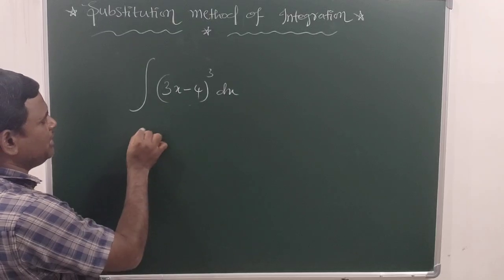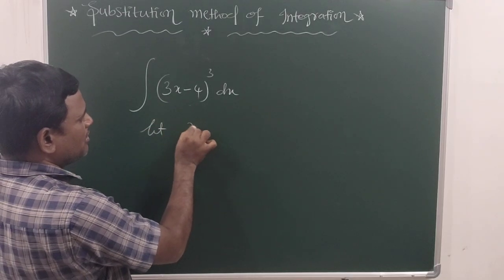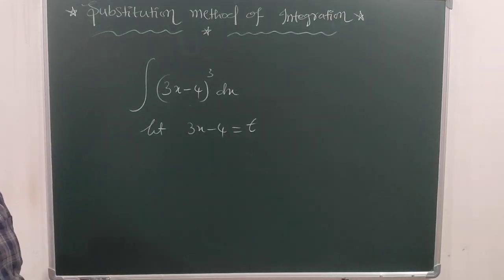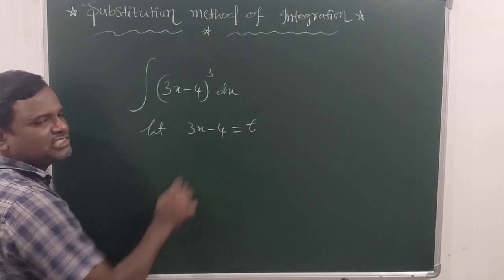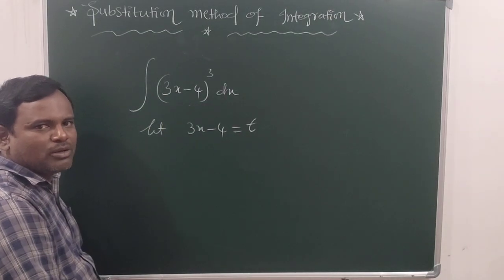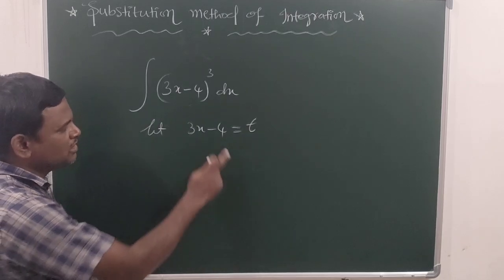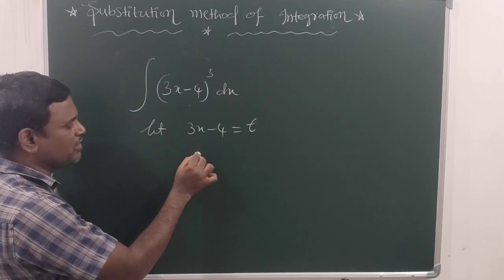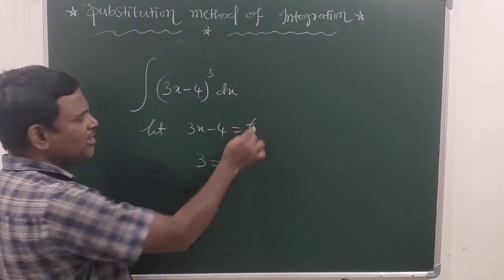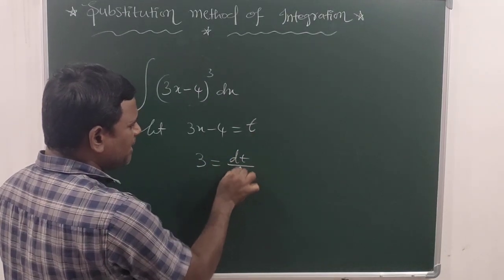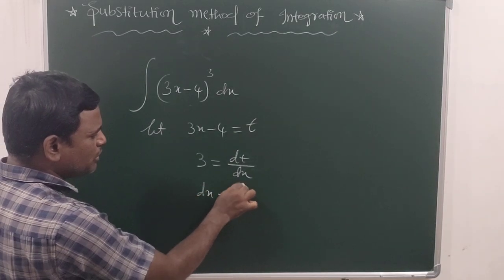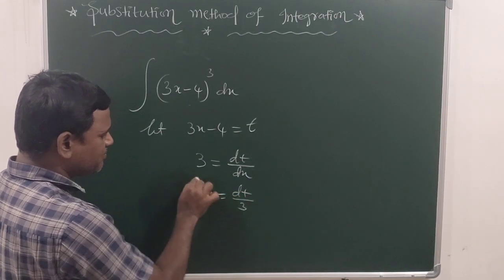Here the substitution is 3x minus 4 equal to t. Now we have to consider this as t. Then take the derivative on both sides with respect to x. So here the derivative of minus 4 is 0, and of x is 1. On the left side you will get 3, on the right side dt by dx. Now make dx the subject so that you get dt by 3.